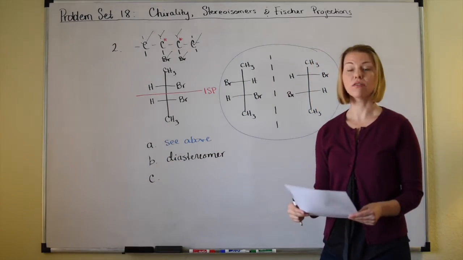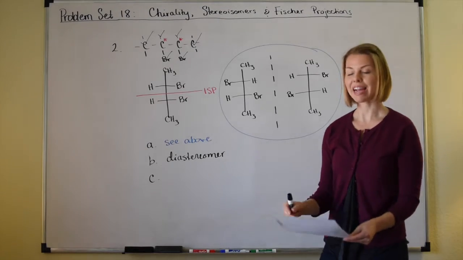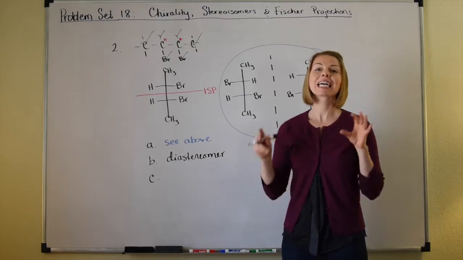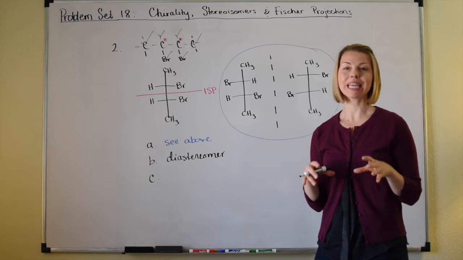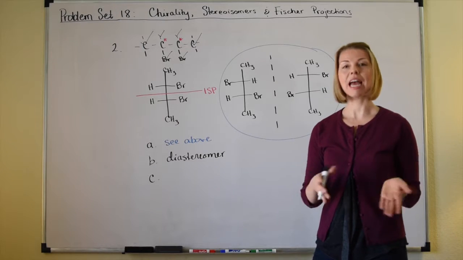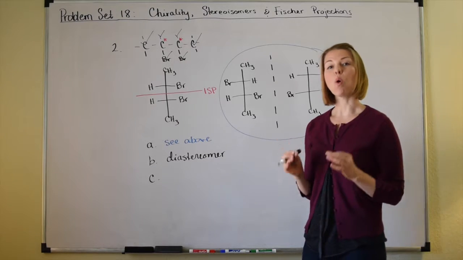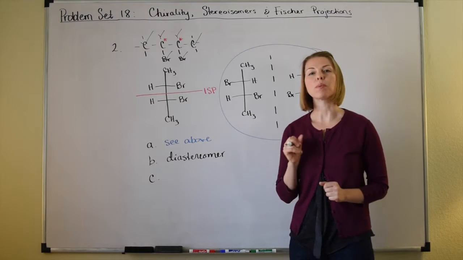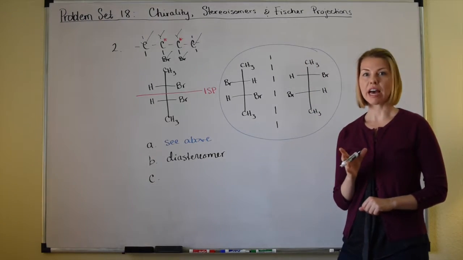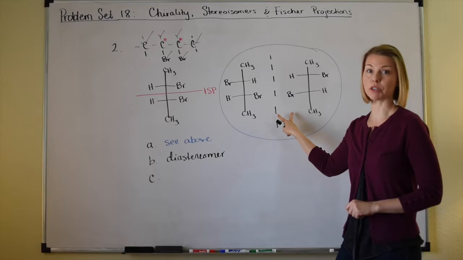Which of the above will be optically active? Remember that chiral molecules interact with light and cause that rotation. So only the chiral molecules will be optically active. That is the pair of enantiomers.